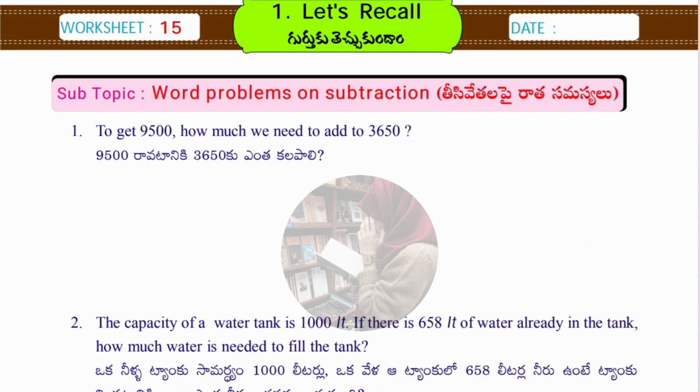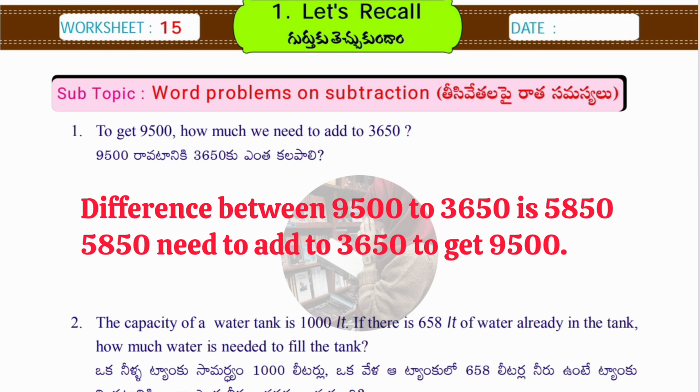Now we'll see the next worksheet, that is worksheet number 15. Here the topic is word problems on subtraction again. Okay, to get 9500, how much we need to add? Means what number we should add to 3650 so that we'll get 9500. So simply you can do the subtraction for these both numbers. You will get the answer. Okay, we'll get the answer as 5850. So 5850 should be needed to add 3650 to get 9500. Okay, in this way you have to write it down.